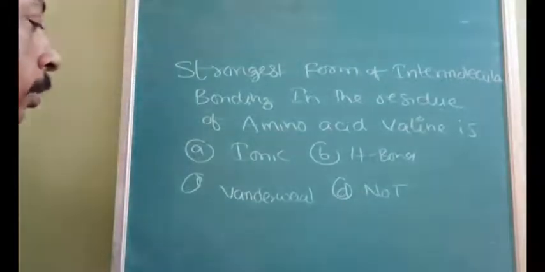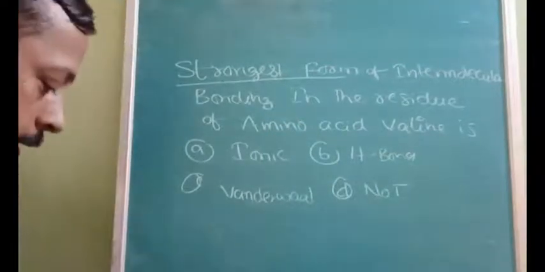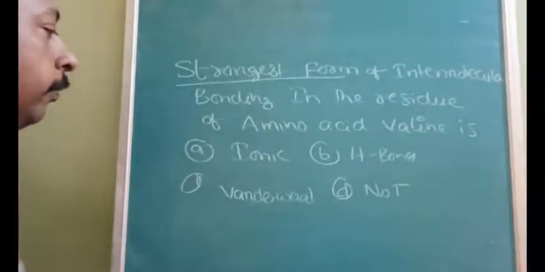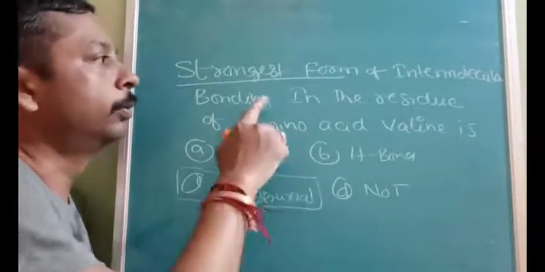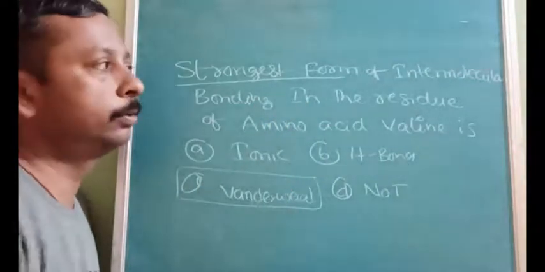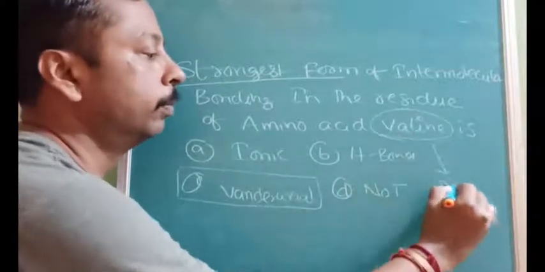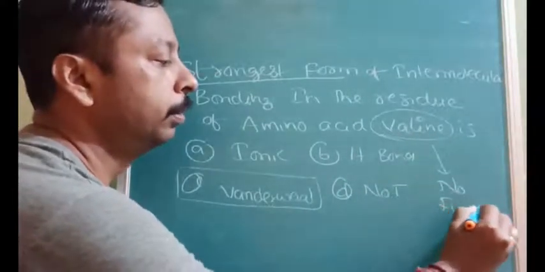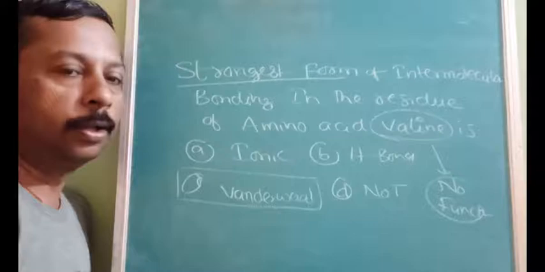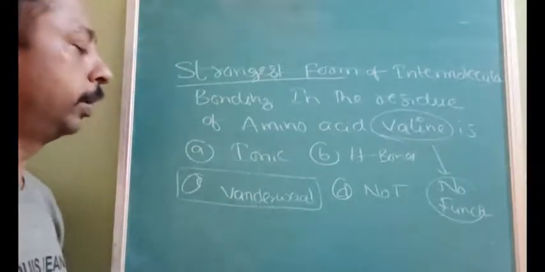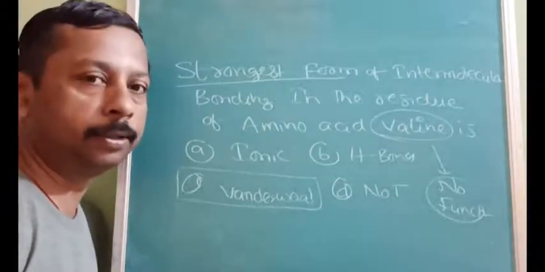Okay. So normally, when people see "strongest form of bond," they will understand it is the strongest bond, therefore they will answer ionic bond. No, the answer is van der Waals bond. The question is not about the strongest bond anywhere. It is the strongest bond in valine. Valine does not have any functional group. So no functional group, therefore no hydrogen bond, and it is an organic compound, therefore it is not ionic. Therefore the answer to this question is van der Waals, the strongest bond possible.